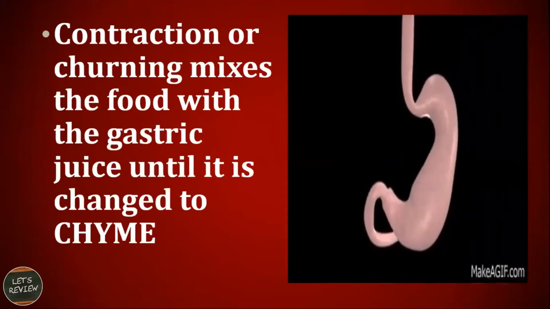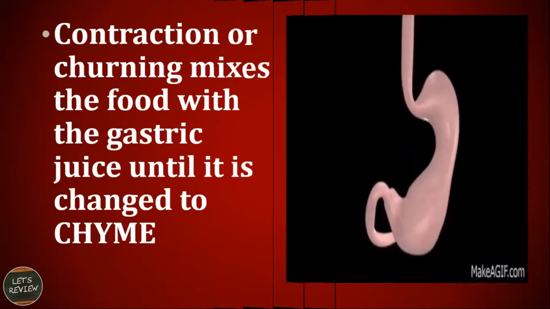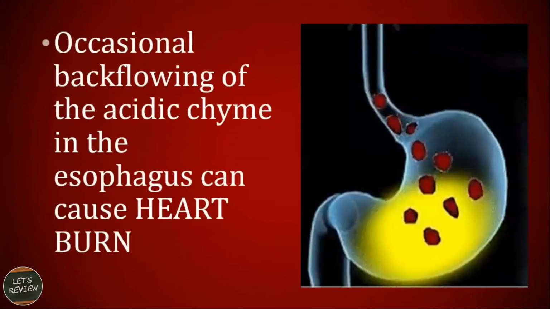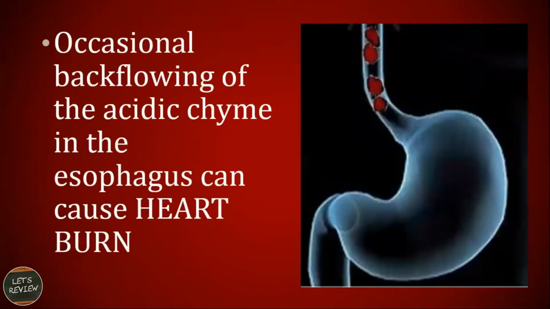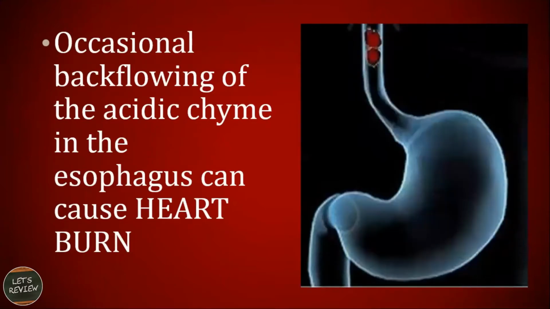Contraction or churning mixes the food with the gastric juice until it is changed to chyme. So the bolus turned into chyme. Occasional backflow of acidic chyme into the esophagus can cause heartburn.